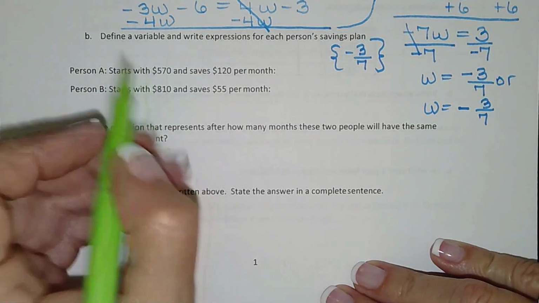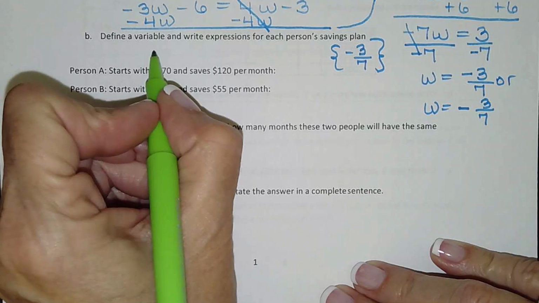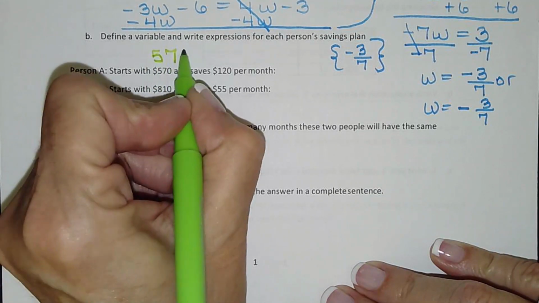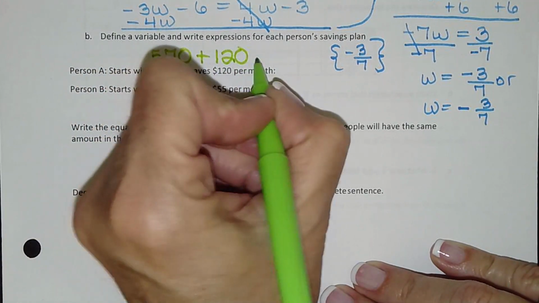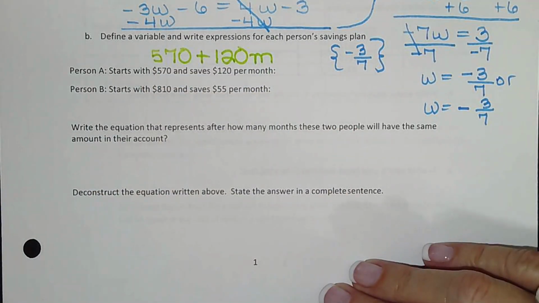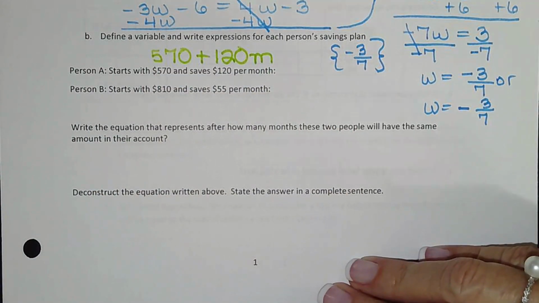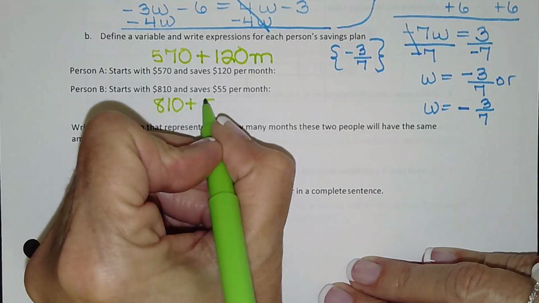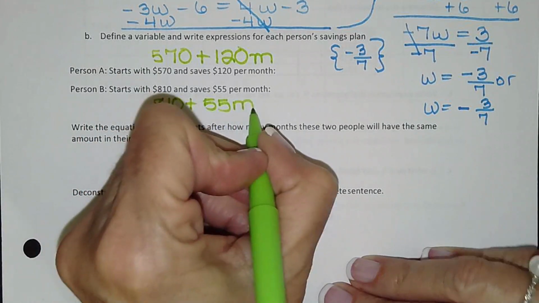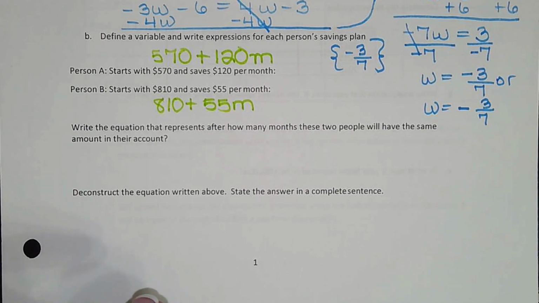So one person starts with 570 and saves 120 per month. So I can easily write an equation. You're adding 120 per month, so 120M. This person starts with 810 and is adding 55 per month. So just like on the Ride Busters Pass and All Day Fun Pass, you just translate it word for word. And that's why we spent so much time on the translations, because they help so much with word problems.